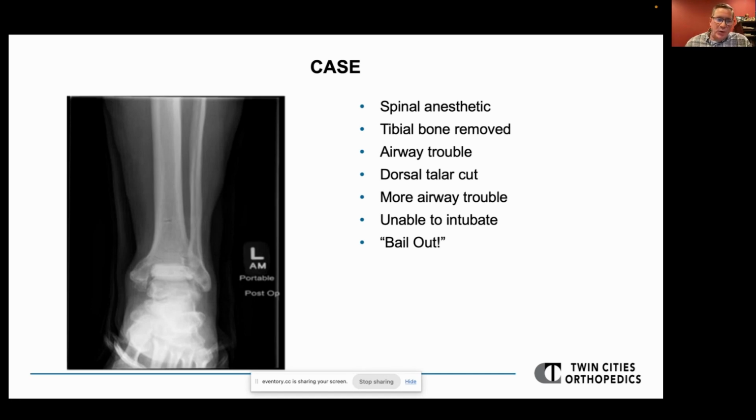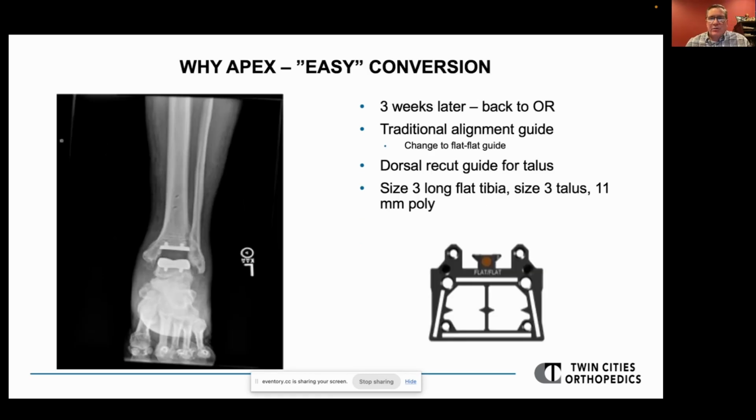So he waited a couple weeks, made sure medically he was okay. He did fine. Went back to the operating room about 3 weeks later, and then took the spacer out. We had a partial preparation done on his distal tibia, but certainly didn't want to just go back and put that arc in after having had a cement spacer in there for 3 weeks. So we took the cement spacer out. We put the traditional alignment guide back on. We changed him from the arc tibia to the flat tibia.